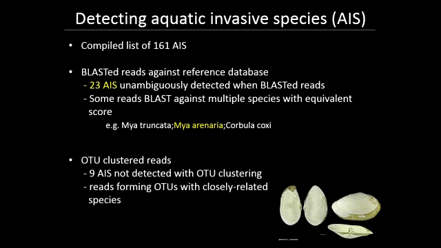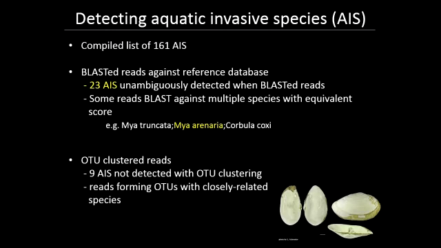We also tested OTU clustering just to see how the results would differ, and we found that when we OTU clustered, 9 of those AIS were no longer detected. For a number of those species, I looked at the reads and mapped them back to which OTU they joined, and I found that they were forming OTUs with closely related species.